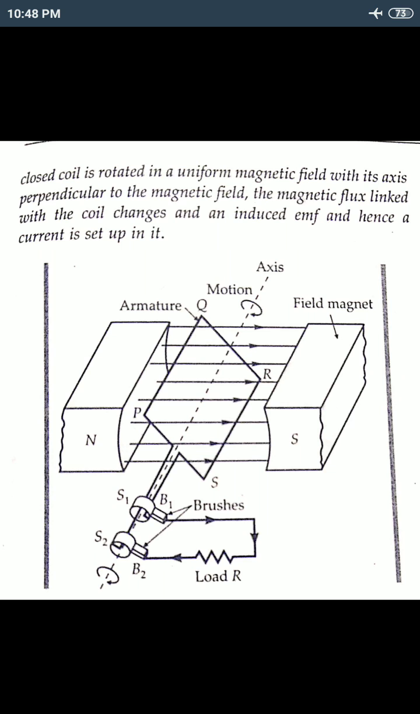We know that when the armature coil is rotated, the PQ side moves in the upward direction and the RS side in the downward direction. Using Fleming's right hand rule, we can understand in which direction the current will be induced, because the magnetic flux linked with this coil changes when it rotates. As the armature rotates, the magnetic flux linked with it changes, so a current is induced. If we consider the PQ side, we stretch Fleming's right hand rule.